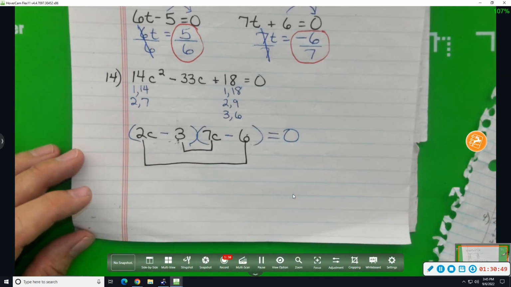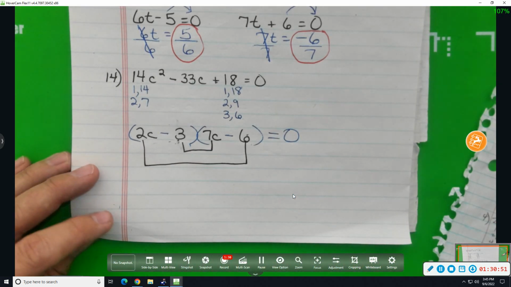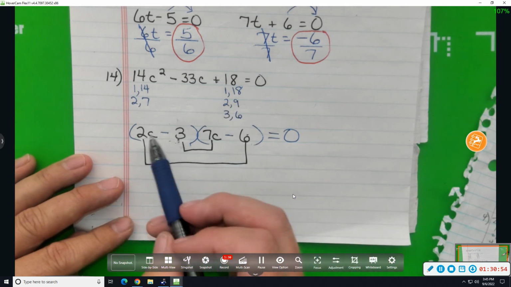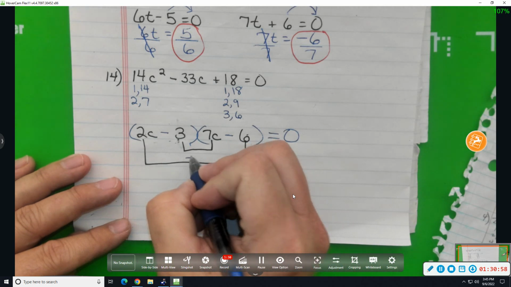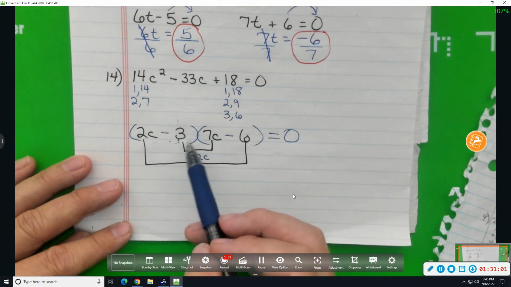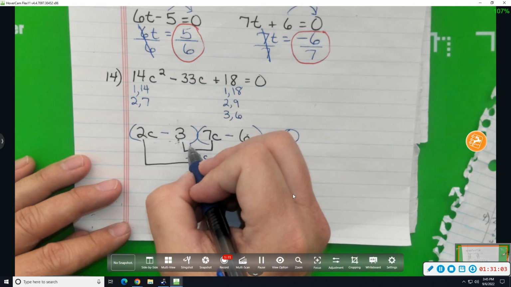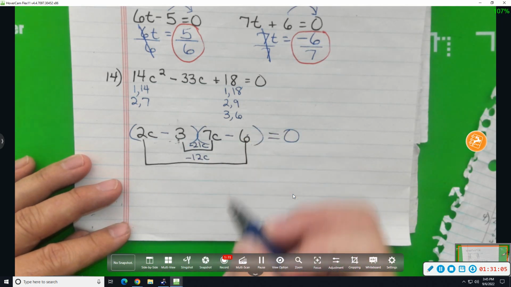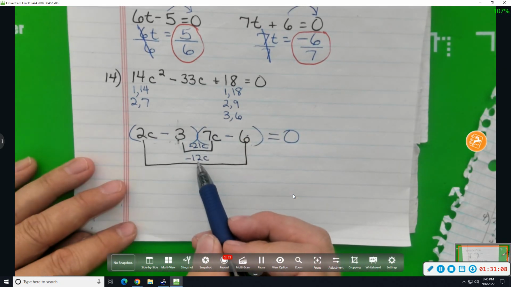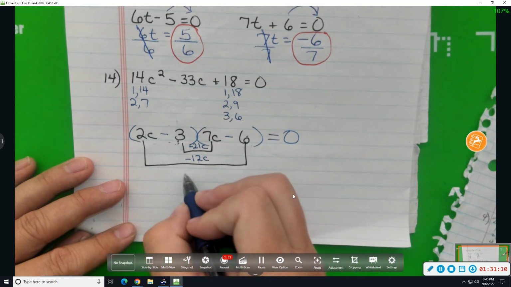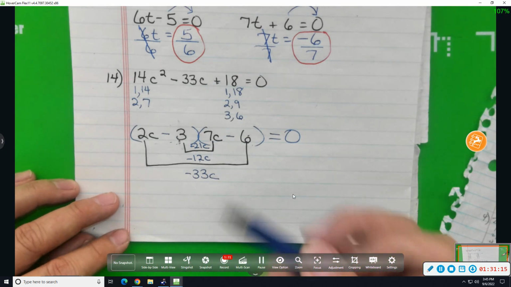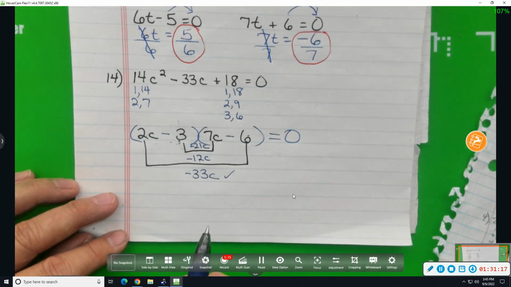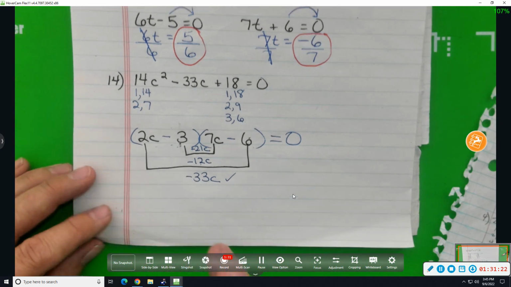Okay, the outer and the inner. What's the outer product? Negative 12C. What's the inner product? Negative 21C. Negative 21 plus a negative 12, that gives us a negative 33C. Is that what we wanted? Yes. Are we through with the problem? No, we're not done yet.